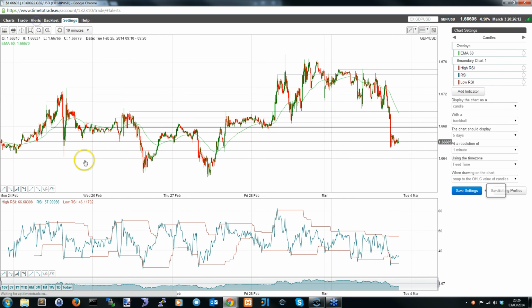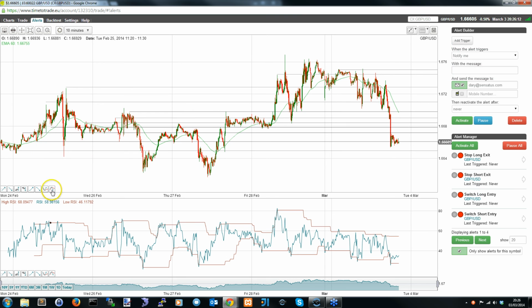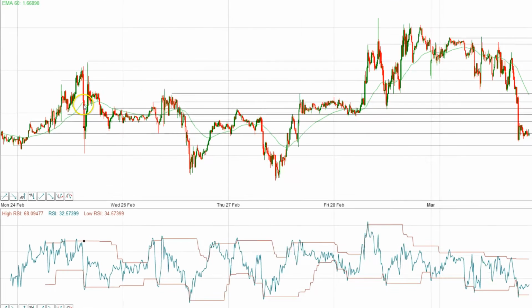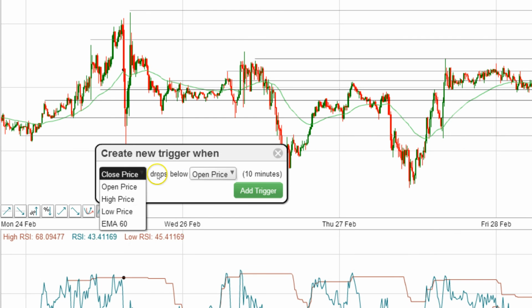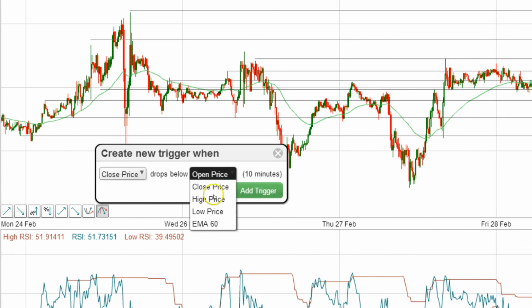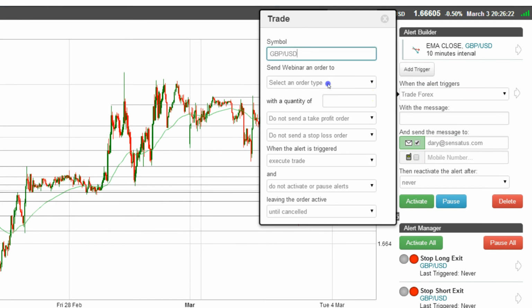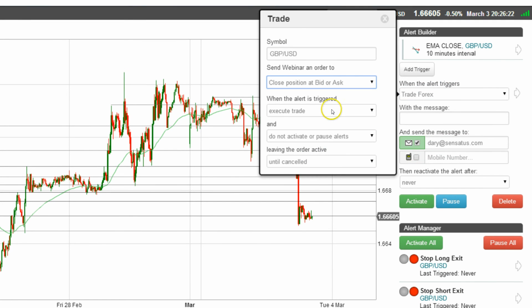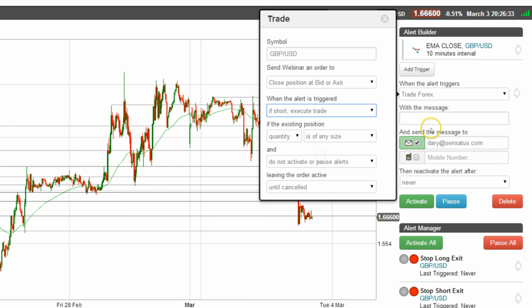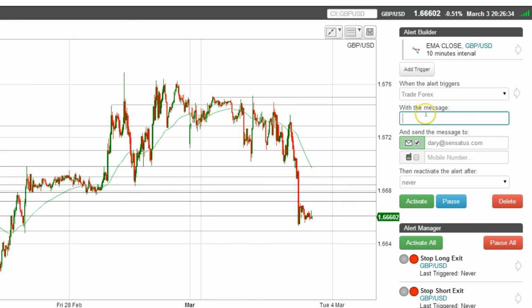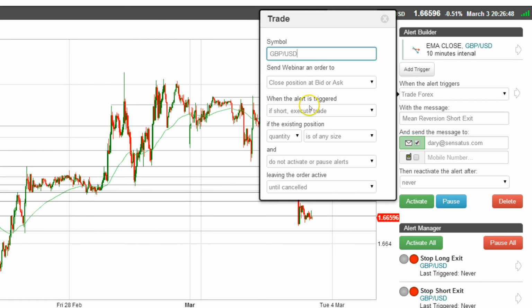So go back to our alerts, and what we'll say is, if we're in a short position and the price falls through the mean, we're going to close. So if the close price drops below the EMA, what we're going to say is close the position, and only execute that if I am short. So this is the short take profit strategy. So we'll call this mean reversion short exit. Okay, so close if short.